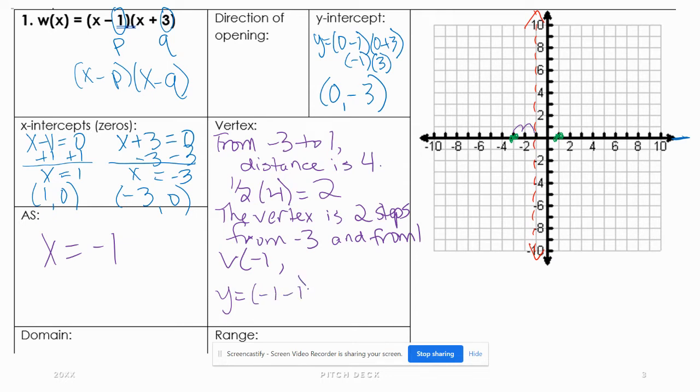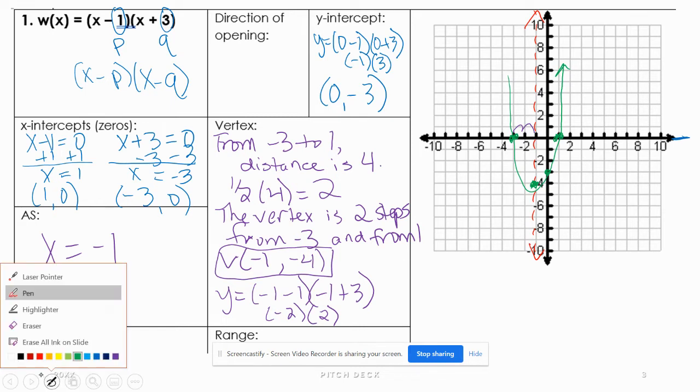Negative 1 minus 1, negative 1 plus 3. Negative 1 minus 1 is negative 2. Negative 1 plus 3 is positive 2. Negative 2 times 2 is negative 4. So our vertex is at (negative 1, negative 4). Oops, green. (Negative 1, negative 4). And now I'll also draw in that y-intercept and go ahead and graph.